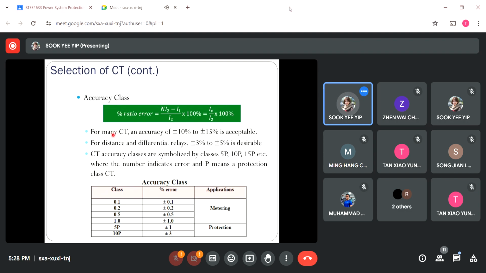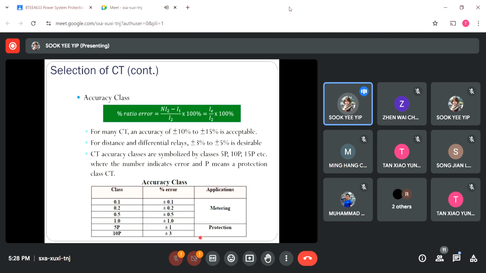For many current transformers, the acceptable range in terms of accuracy will be within plus minus 10% up to plus minus 15%. So what if I apply the current transformer for distance protection as well as the differential relay? This time I have to have a much tighter accuracy percentage, so it will be tightened to plus minus 3% to plus minus 5%.